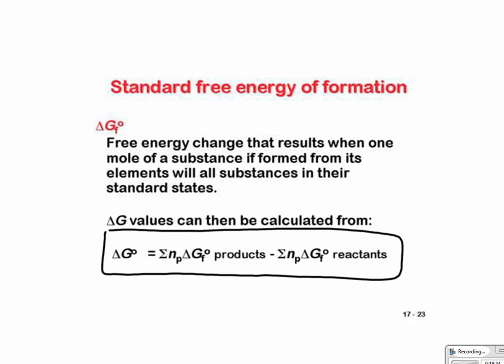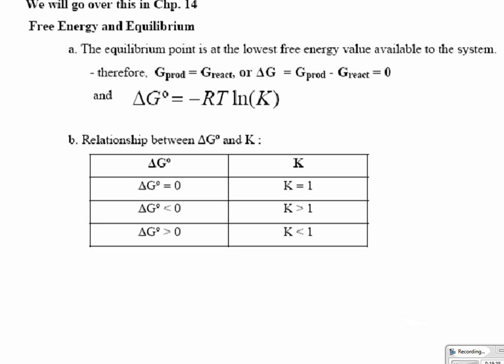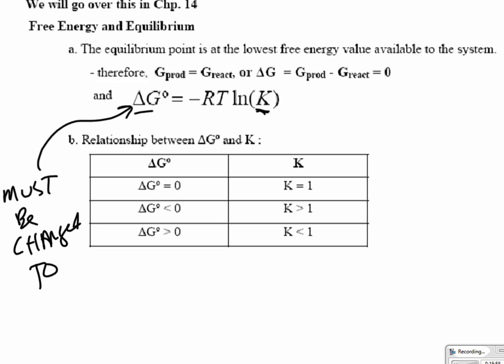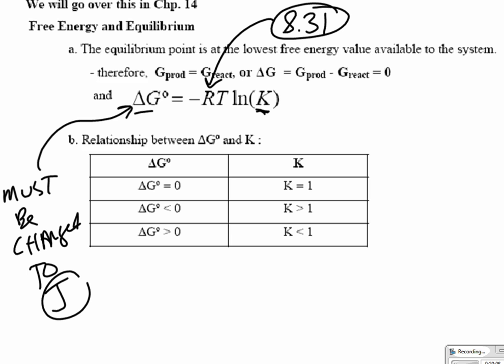Last thing we really need to focus on, there's a relationship between equilibrium and delta G. I gave you a box because I wanted you to label this. Label in the box that delta G, when you're solving for KEQ, must be changed to joules. Since R is not the gas R, but 8.31, that's the other notation you want to make in that box. Two notations, R is 8.31. Delta G has to be changed to joules because we don't change the units of a constant to solve for KEQ.